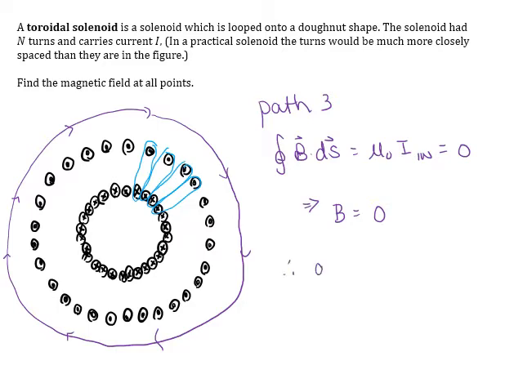So therefore, all of the field is inside the loops, or the windings of the solenoid. So all of the field is inside that solenoid itself. So we'll look at path 2 next.